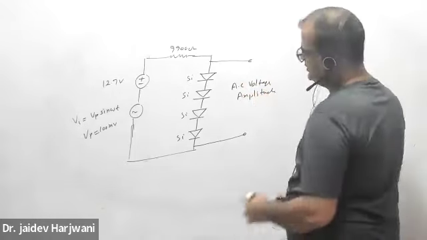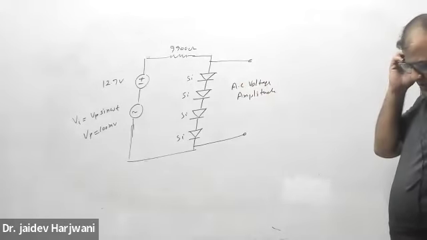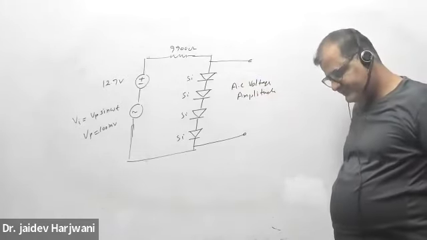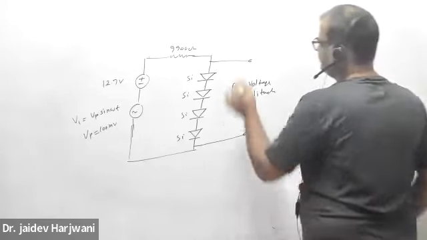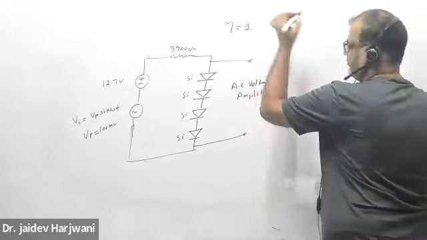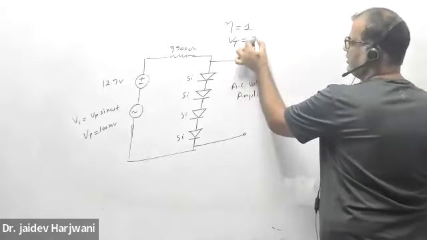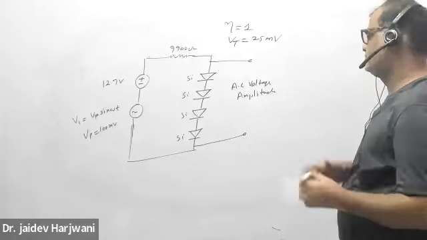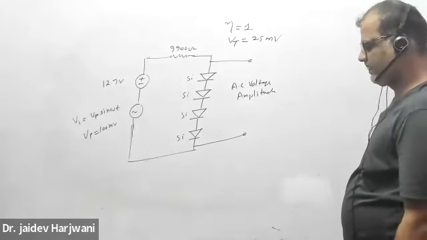Okay, do it again the same way. First you do the DC analysis and then you do the AC analysis, and the eta value this time you can take as 1, and this VT you can take as 25 millivolt. Solve.